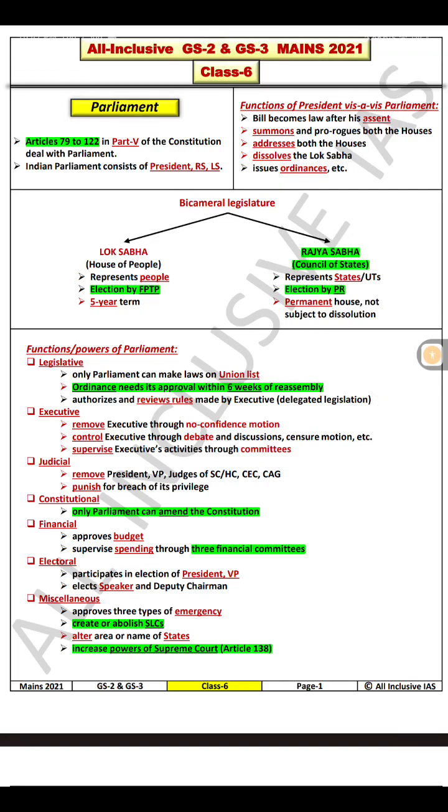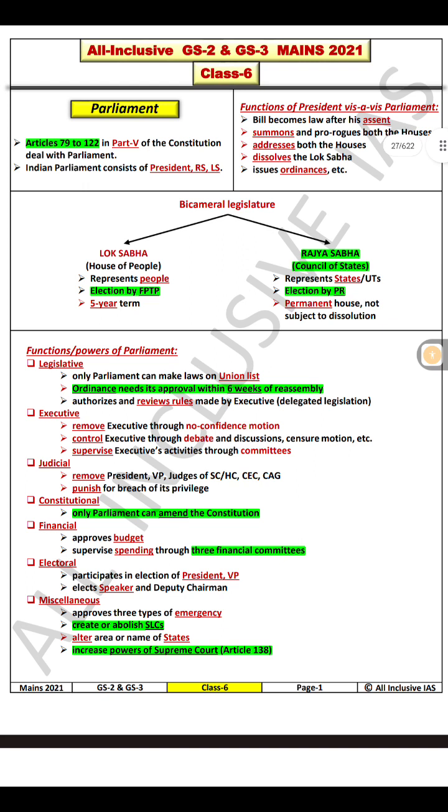Class 6: Parliament. Articles 79 to 122 in Part 5 of the Constitution deal with Parliament. The Indian Parliament consists of the President, Rajya Sabha and Lok Sabha. Function of the President vis-a-vis Parliament: a bill becomes law after his assent.